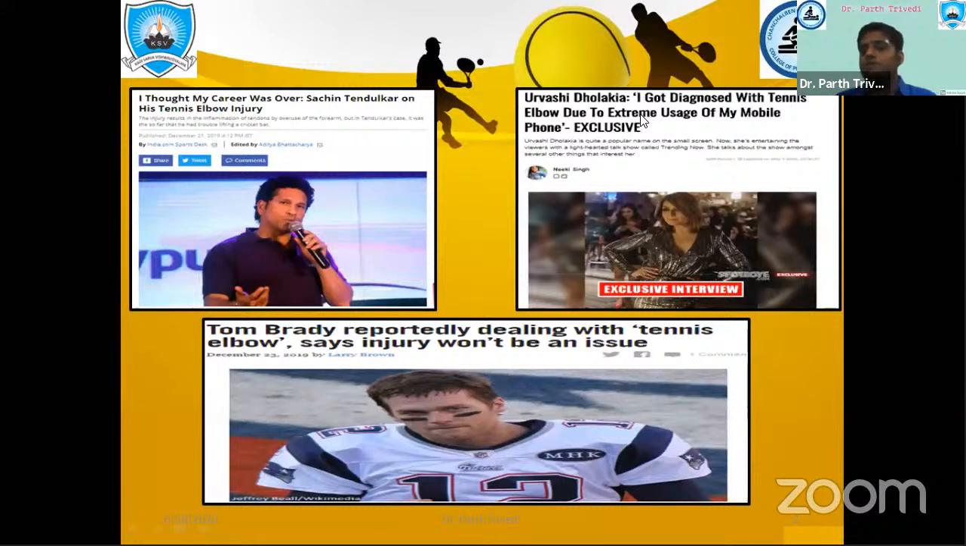Even cell phones, with their repeated use in our day-to-day life, are now causing this tennis elbow. And this one is the baseball player, Tom Brady. He was also affected with tennis elbow. So globally, if you can see, this is December 2019. It is just recently he was diagnosed with tennis elbow.